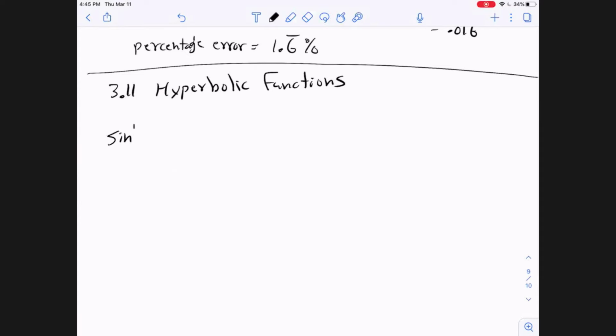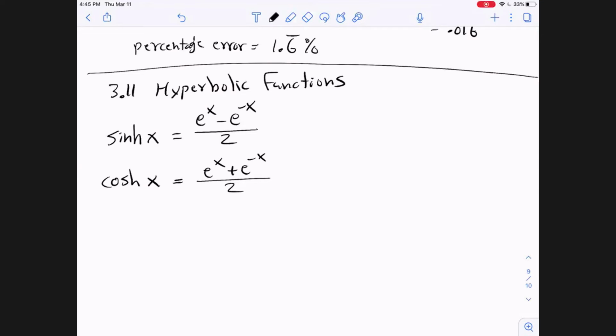If you see sin with an h after it, that means the hyperbolic sine of x. So it's not the same thing as the sine function you're thinking of. And you're only going to run into it right now here, hyperbolic sine of x. And that's equal to e to the x minus e to the minus x, divided by 2. The hyperbolic cosine of x, sometimes a lazy person will call it the cosh of x, is the same thing but with a plus sign, e to the x plus e to the minus x, over 2.